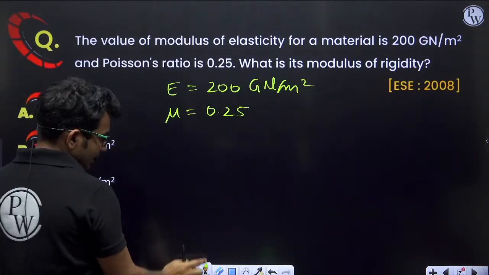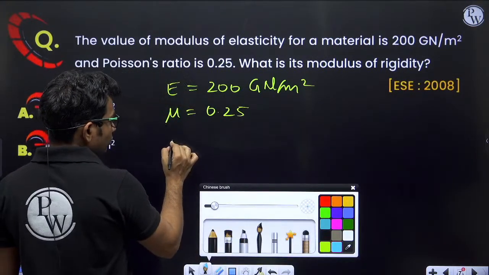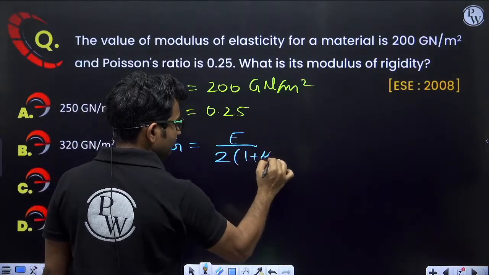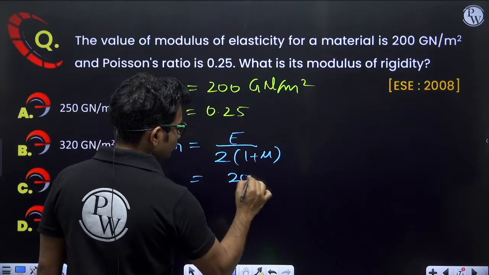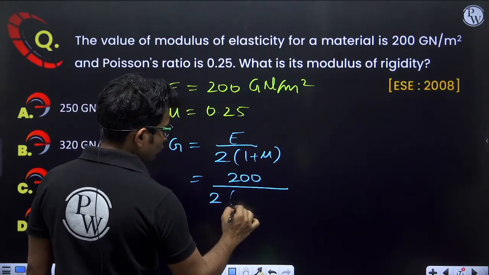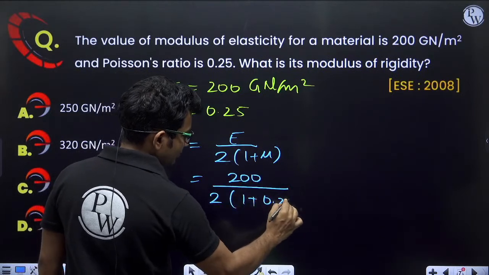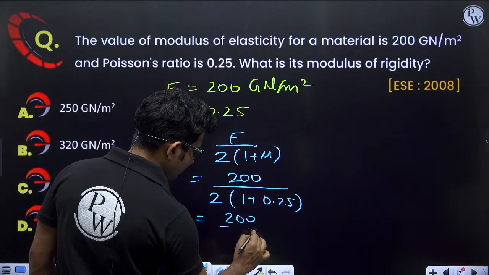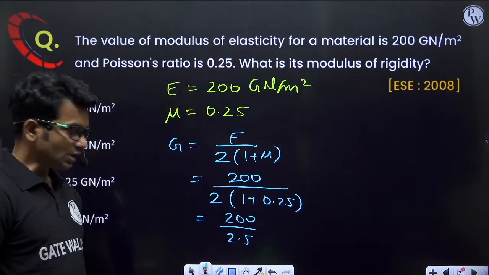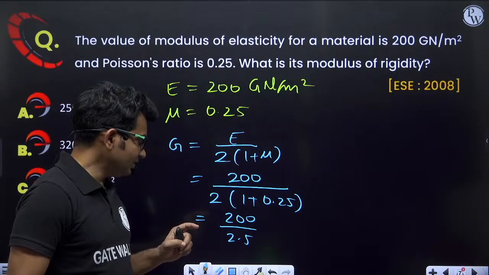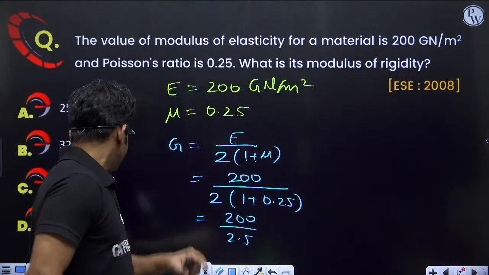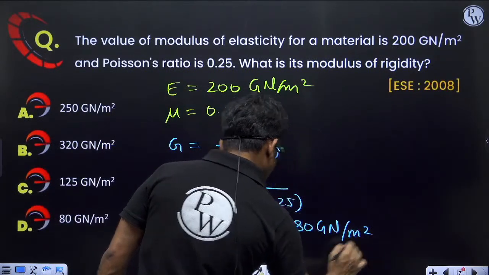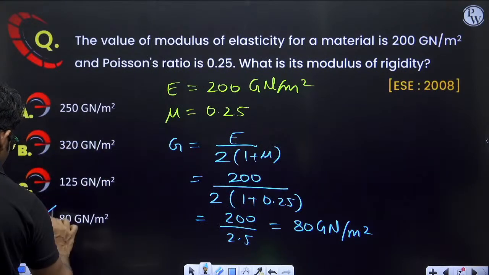So again, relationship between elastic constants. So modulus of rigidity G will be equal to E upon 2 into (1 plus mu). What is the value of E? E is 200, okay, divided by 2 into (1 plus 0.25). So that means this is 1.25. 1.25 into 2 will be 2.5. So 200 divided by 2.5. 100 divided by 2.5 will be 40 and this will be 80. So we will be getting 80 giganewton per meter square. Correct answer will be option D.